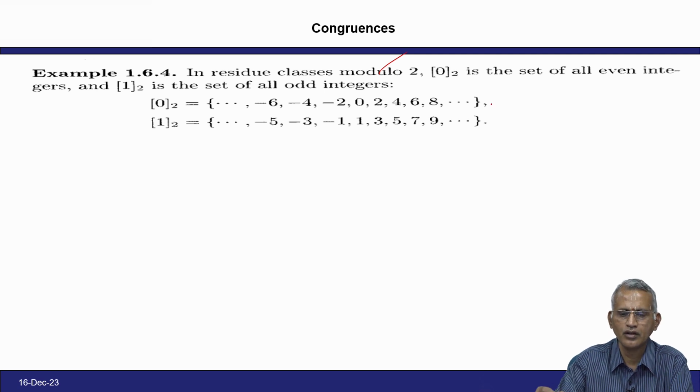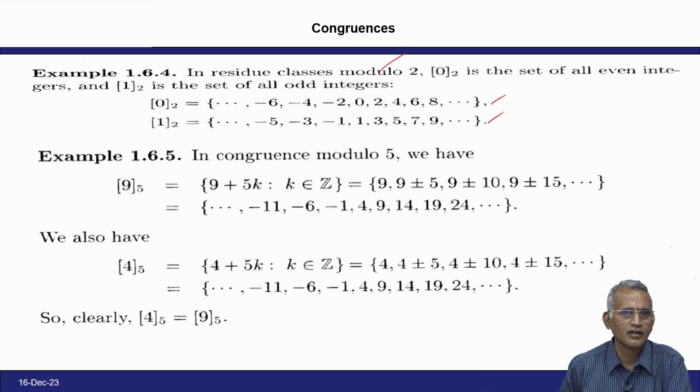Similarly, we go for 1 under modulo 2, therefore 1 is congruent to 1, and 1 is congruent to 3, 1 is congruent to 5 and so on. So these are all the ways we can do for the congruences. For example, for congruence modulo 5, we have 9 under congruence modulo 5 expressed as 9 plus 5k, where k is in Z. This can be expressed as 9 plus or minus 5. You take either direction, the positive direction as well as the negative direction.